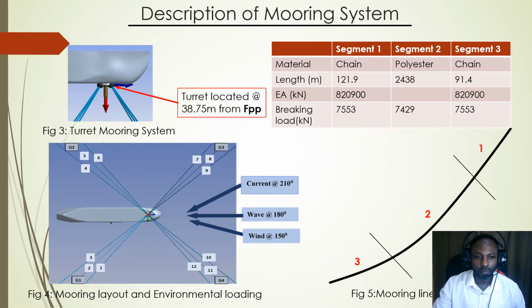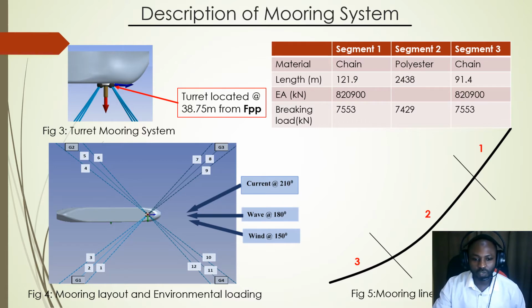The mooring system is an internal turret mooring system, which is located at 38.75 meters from the forward perpendicular. Also, the mooring system consists of 12 mooring lines configured into 4 groups, each group consisting of 3 mooring lines. So we have groups 1 to 4.